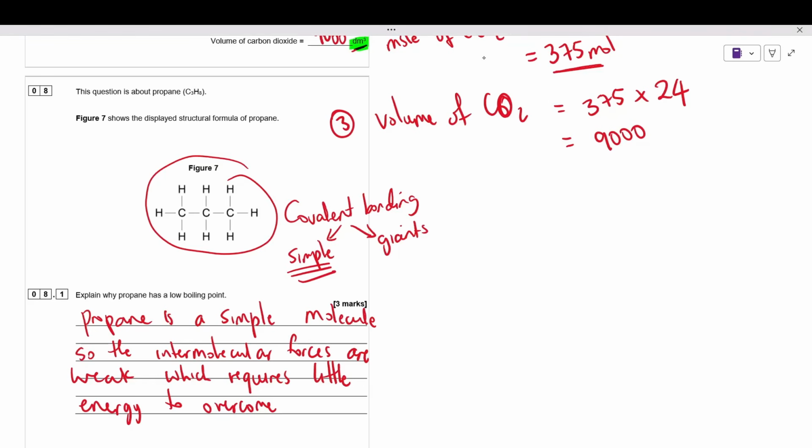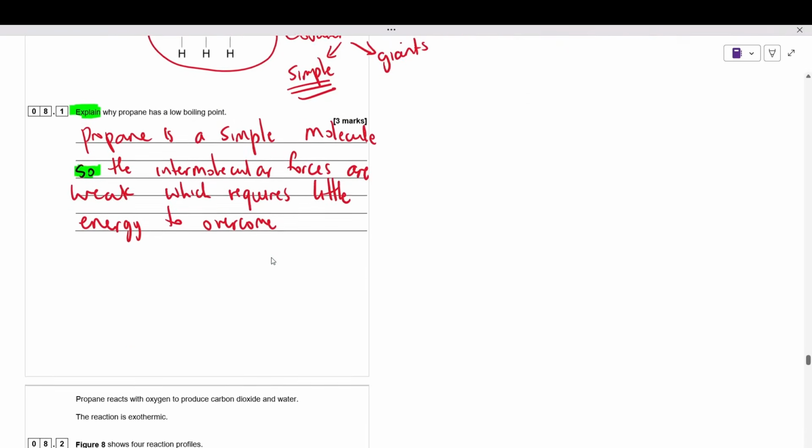And notice my use of language because it's an explain question. I have my "so" in this case as opposed to "because". So I'm explaining why that is so, why it has that low boiling point. So that is question 8.1.